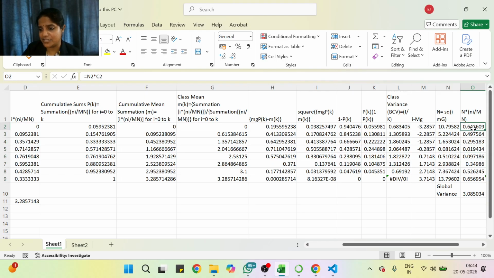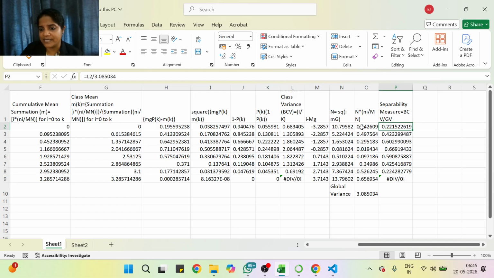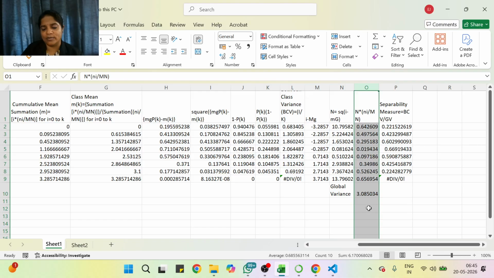This is the separability measure. The separability measure is going to be this value divided by this value, the global variance: the between class variance divided by the global variance. The between class variance is given by the values in column L, so you divide that by the global variance. We use these three columns M, N and O to calculate the global variance. What is the formula for global variance? N into Ni by M, where N is the square of I minus Mg. I is your intensity level and Mg is the global mean.